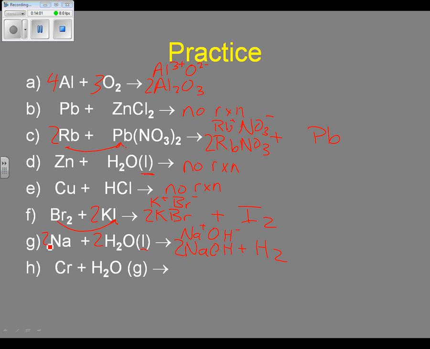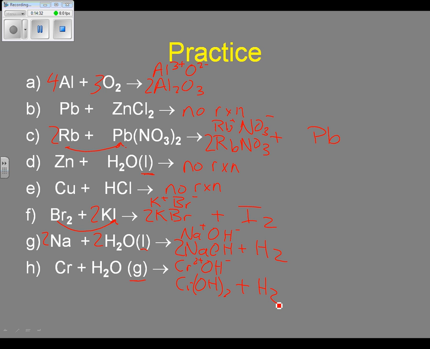Chromium. Chromium will react with steam, not cold water, but steam it will react. And the most popular form of chromium is going to be, let's say, chromium 2. So chromium 2, again, I wouldn't expect you to know that. If you wrote chromium 3, that's fine. I would have to tell you. So it's going to make chromium hydroxide, so Cr(OH)2, and hydrogen gas. Don't forget that hydrogen gas.